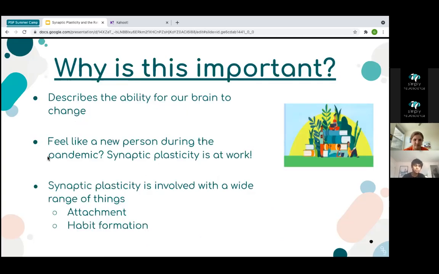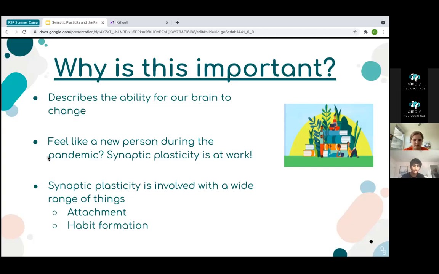Synaptic plasticity describes the ability for our brain to change throughout our lifetime, and that's the basis of learning, memory, and adaptation. You might have felt like a new person during the pandemic, and that probably results from you adapting to the new situation, which was the pandemic. Another example of synaptic plasticity at work is in taxi drivers. Studies have shown that their hippocampi, the structure in their brain that partially deals with spatial navigation, are larger in taxi drivers.